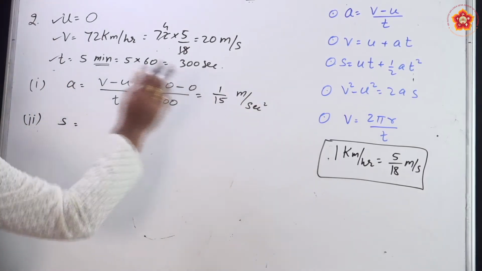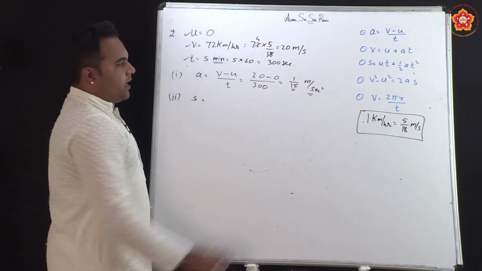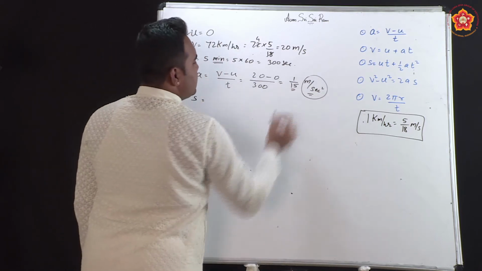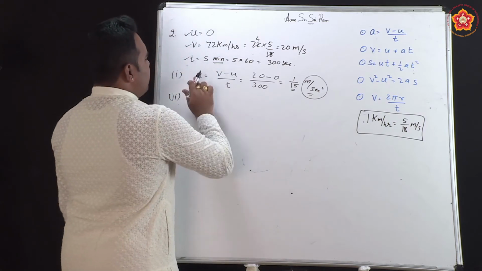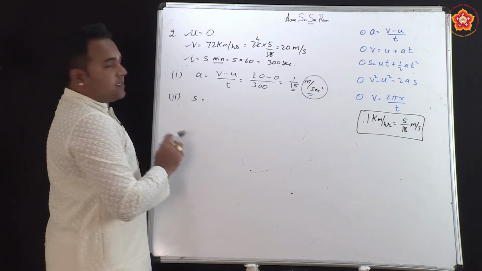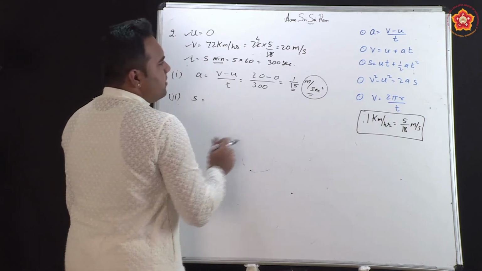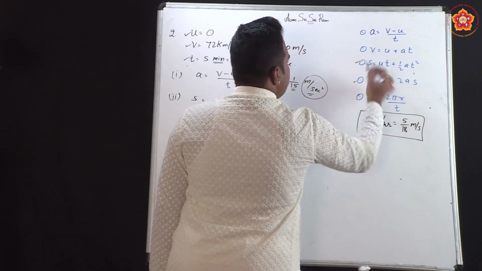Whenever we are solving a numerical, not only the value, the unit is also very important. Sometimes we forget to mention the units. So the acceleration is 1 by 15 meters per second square, and then they are asking us to calculate the distance covered. Now which formula do we have to use? The second one or the third one?